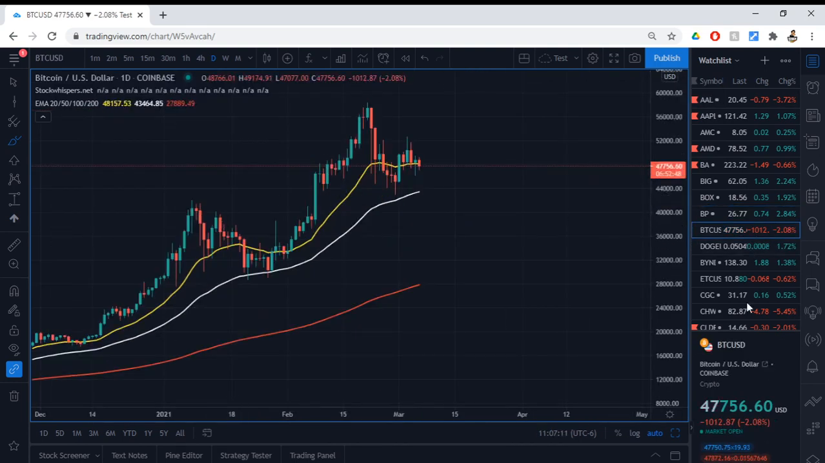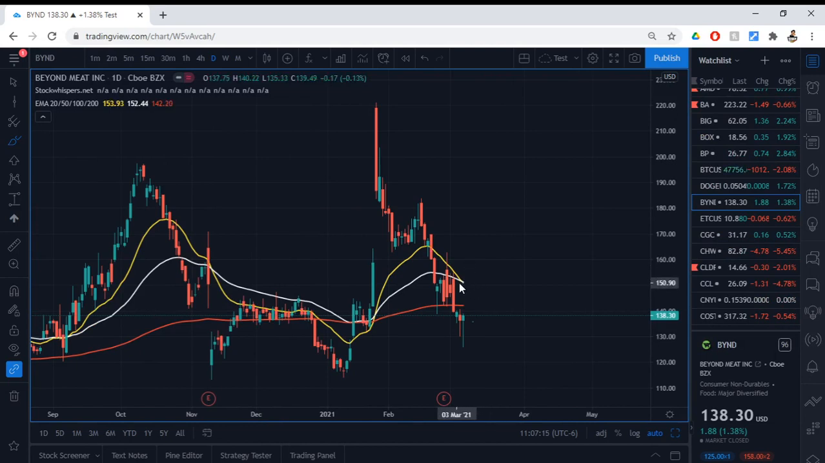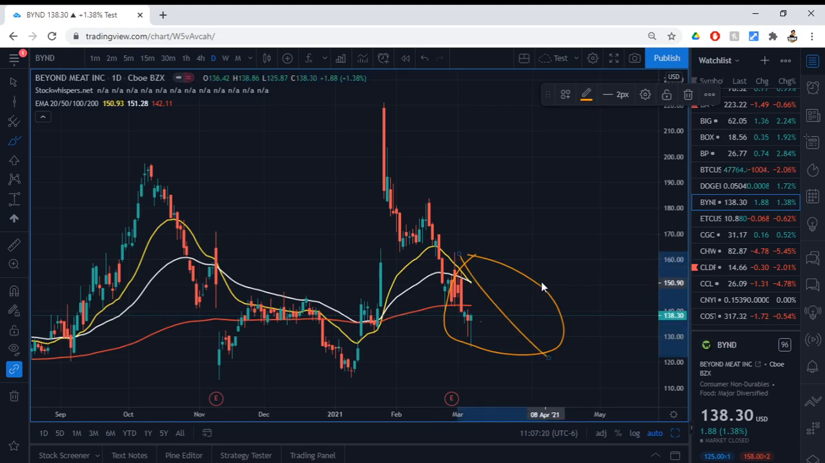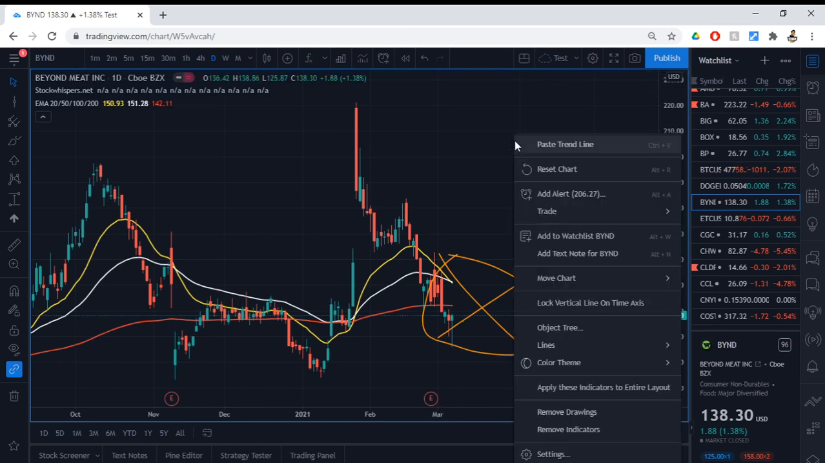Okay. Bitcoin, everyone knows, yes. Okay. Beyond Meat. Okay. You see the 20 crossing the 50. This is not where we want to trade it. Not for this strategy, at least. Right. We're just talking about this strategy now. Okay. So we've gone through a few. Has everyone understood what the first condition to trade is? Yes. Okay, perfect. Any questions?